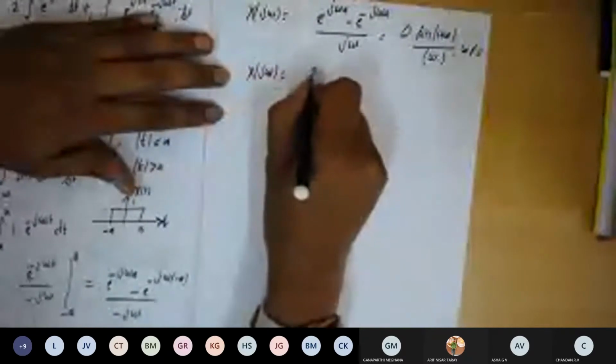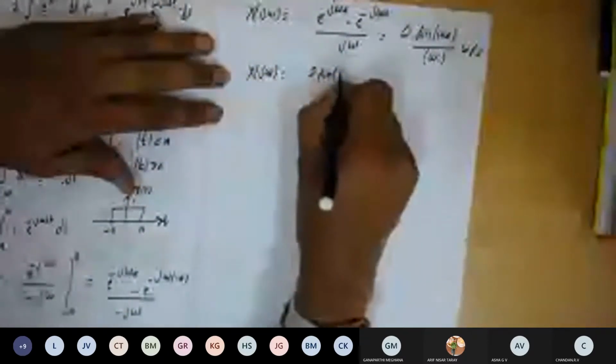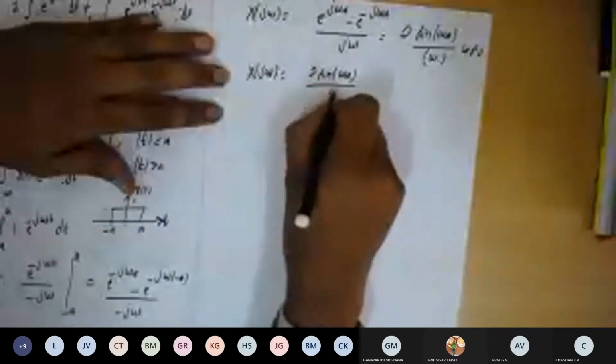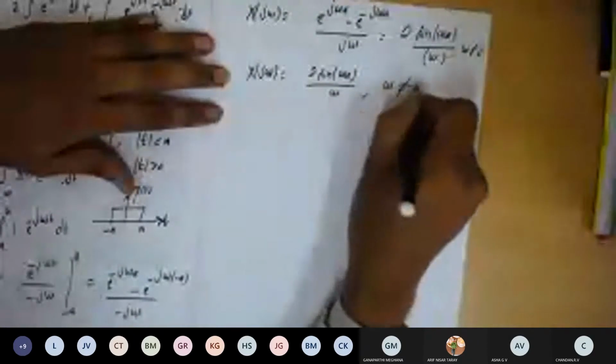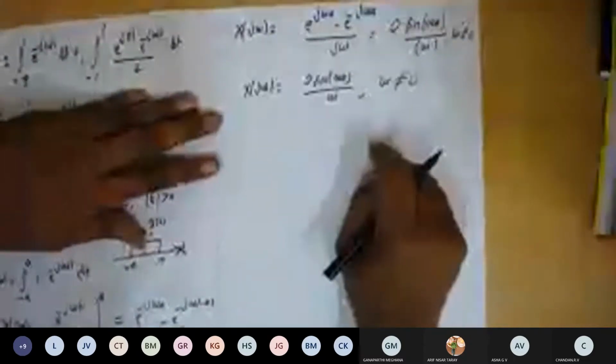So this is equal to 2 sine omega a divided by omega, for the case omega is not equal to 0, because if I substitute omega is equal to 0 in this expression, it will become infinity. So that's why we are going to take the case omega is not equal to 0.